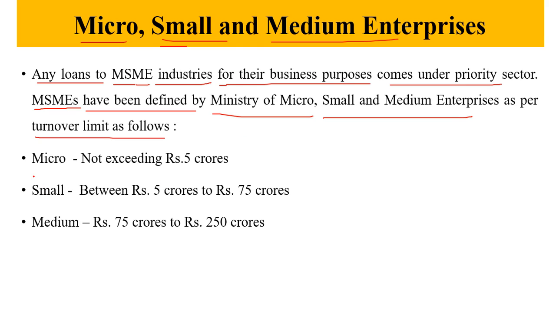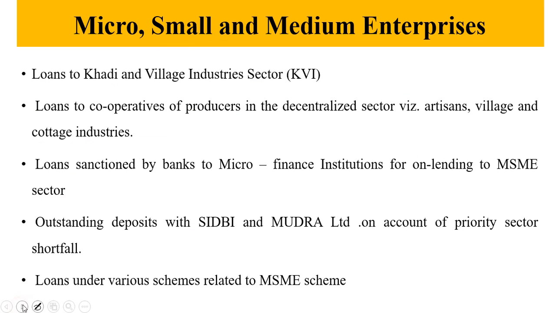Industries whose turnover is not exceeding rupees 5 crore come under micro enterprises. Then small enterprises are between 5 crore to 75 crore, and medium enterprises between 75 crore to 250 crore. So these are micro, small and medium enterprises.